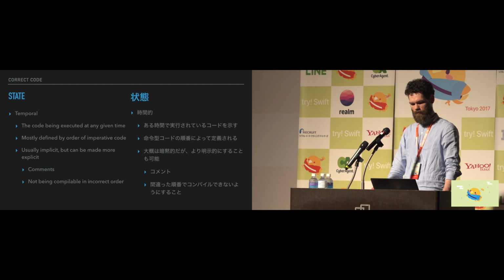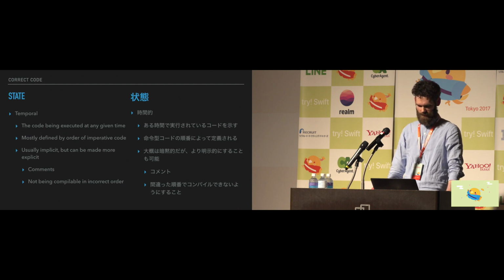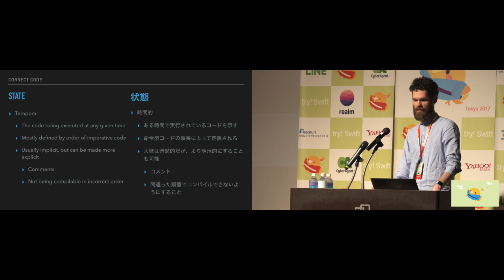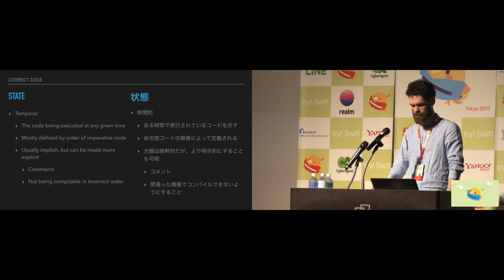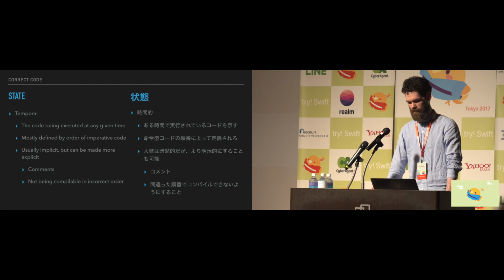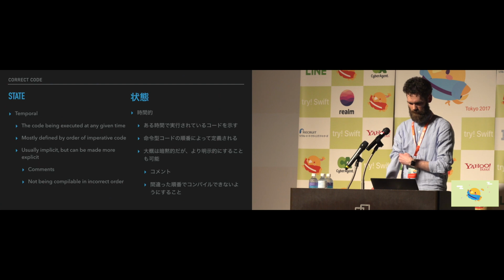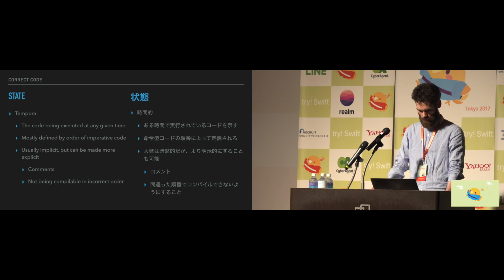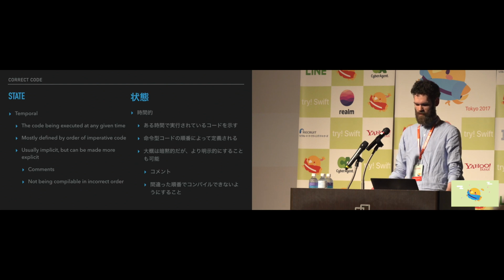Next is what I call temporal state. This is the state of the program being executed at any time. This comes more into play when dealing with concurrent programming, but is still a useful concept. It's partially defined by the order of statements in imperative code. Because the order of code tends to be taken for granted, I would classify temporal state as being mostly implicit.